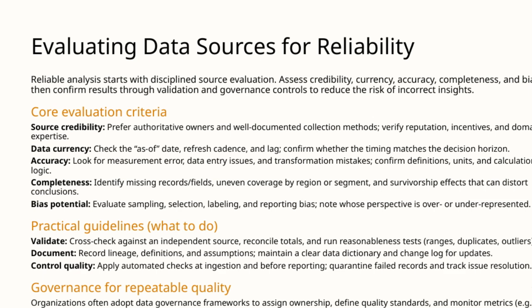Finally, governance plays a vital role in ensuring repeatable quality. Organizations often adopt data governance frameworks that assign ownership, define quality standards, and monitor key metrics such as data freshness, error rates, and completeness. Clear stewardship and regular review cycles help make data reliability a systematic, ongoing process rather than a one-off effort.